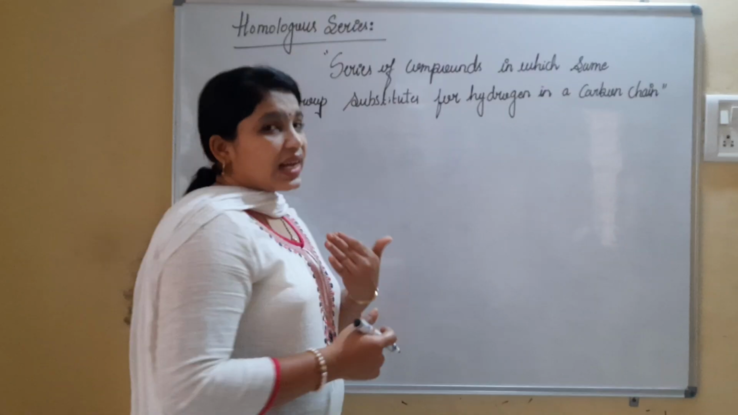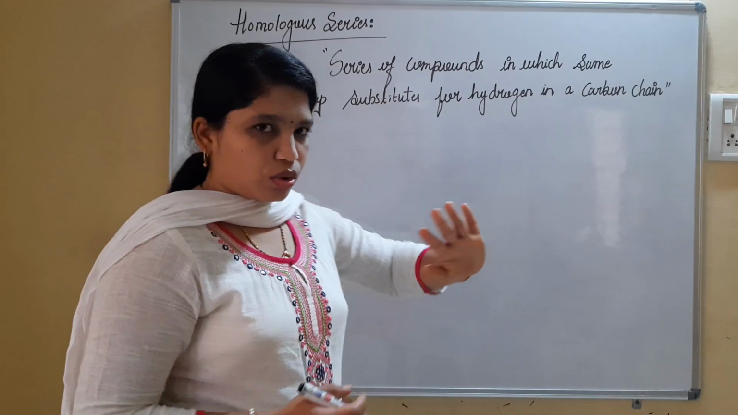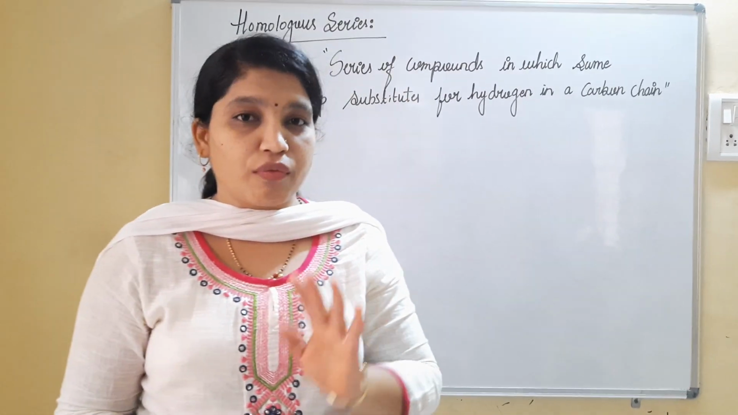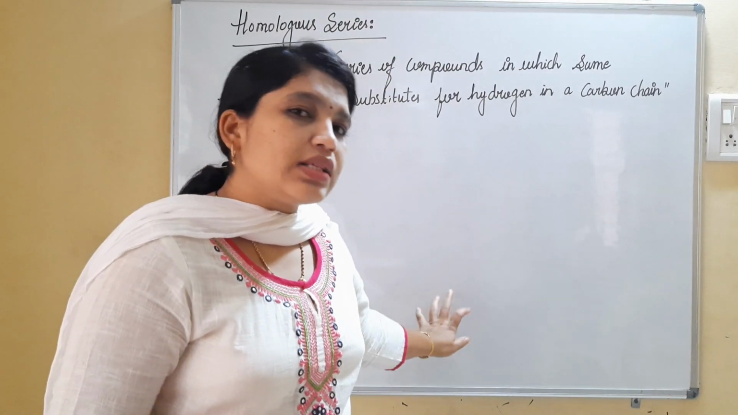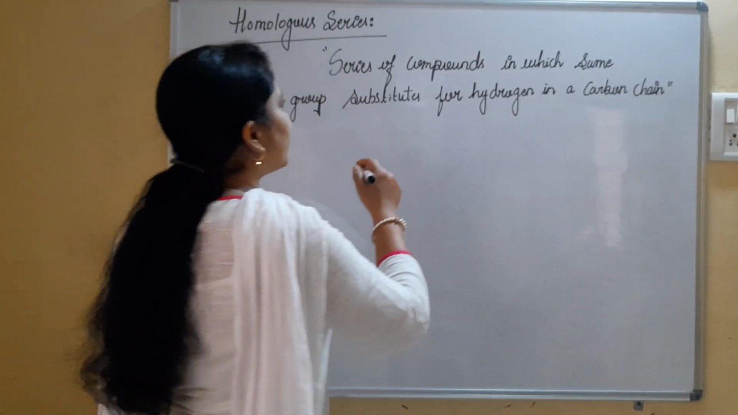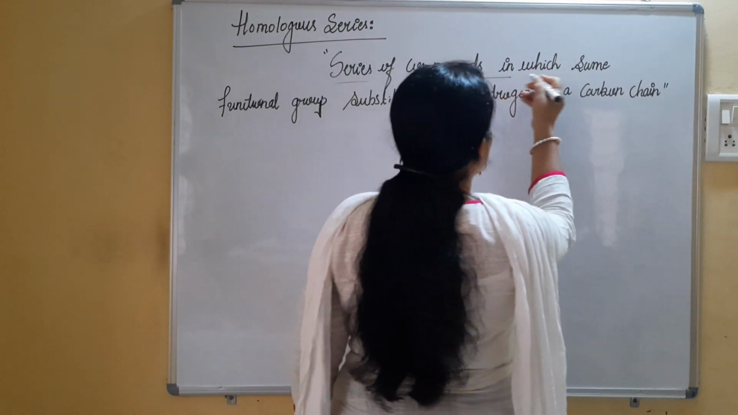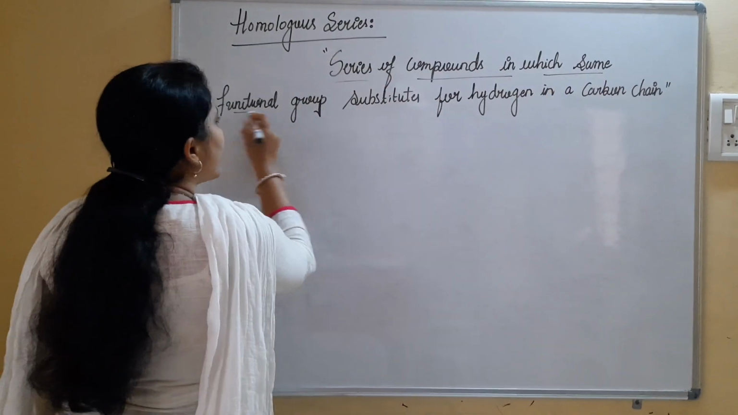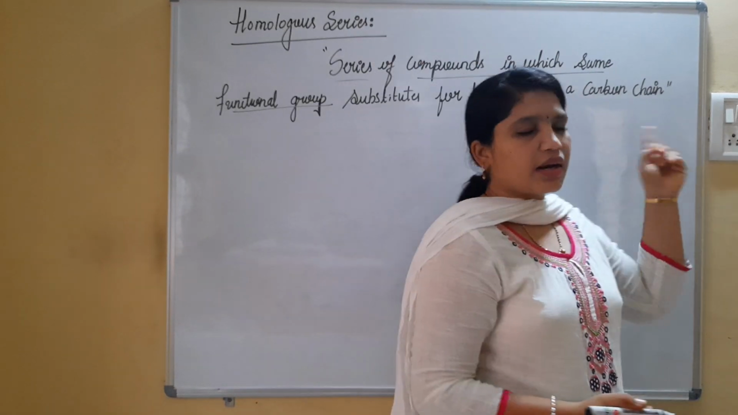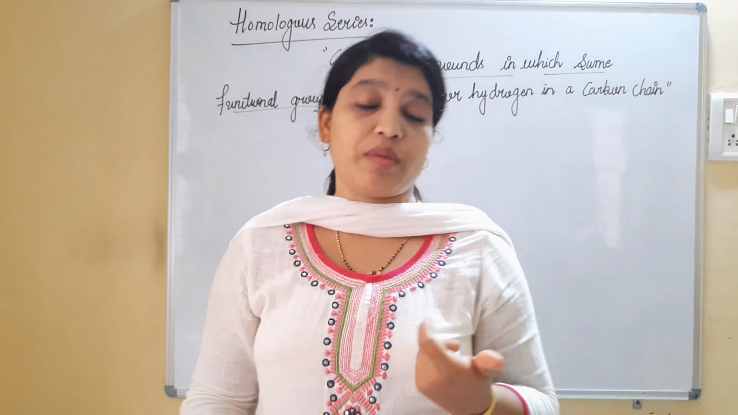So how can we define it? Let us look at the definition. There is no need to worry about it. When we consider examples, things become very clear for you all. Just remember, it is referred to as a series of compounds in which the same functional group substitutes for hydrogen in the carbon chain. Now the question arises, what do you mean by functional group?